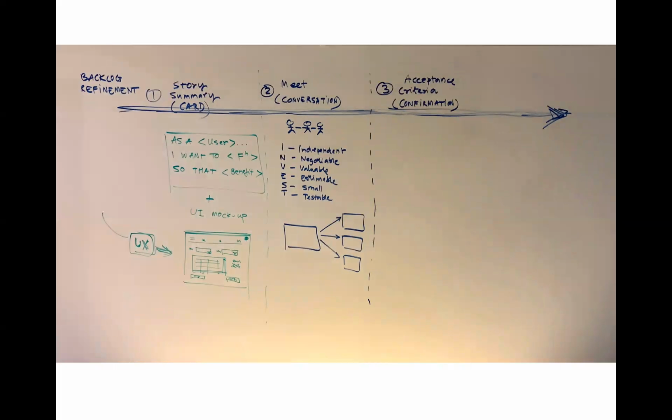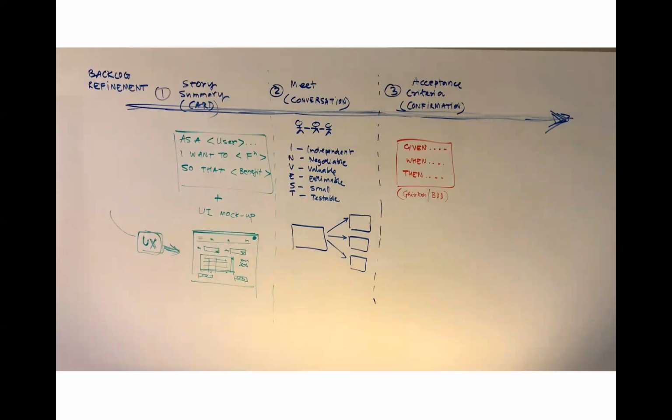Number 3 has to do with the writing of acceptance criteria. Product owners, you don't have to write this acceptance criteria in the refinement meeting itself, but do it soon thereafter, because the outcome of the conversation is going to be very fresh in your mind.